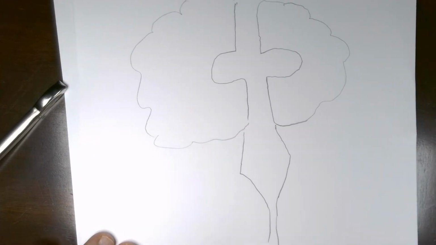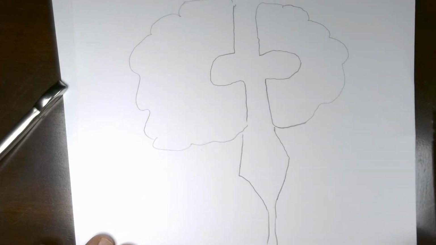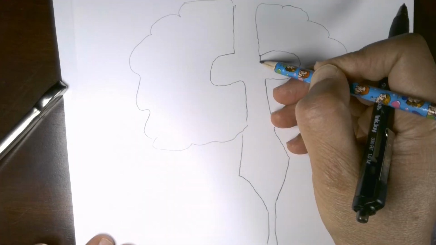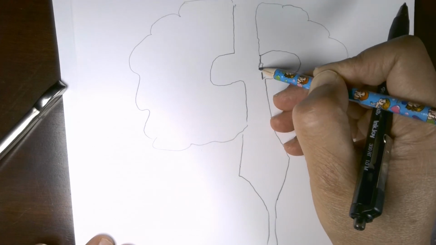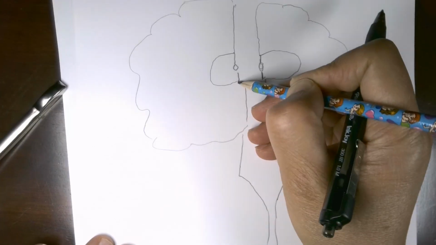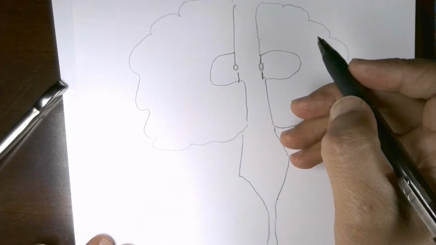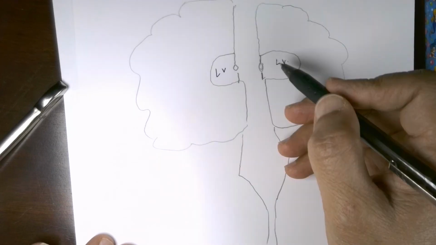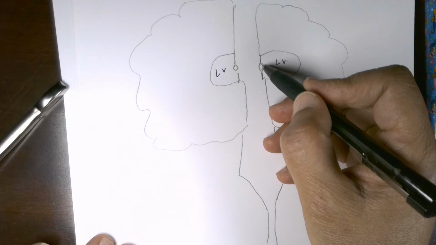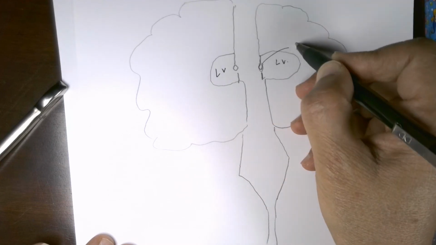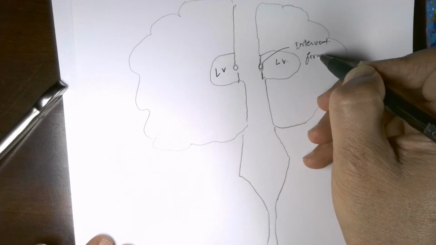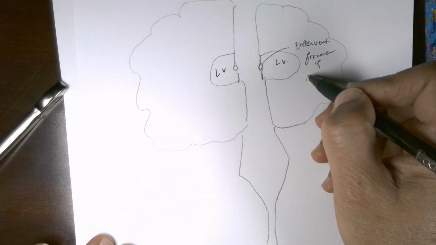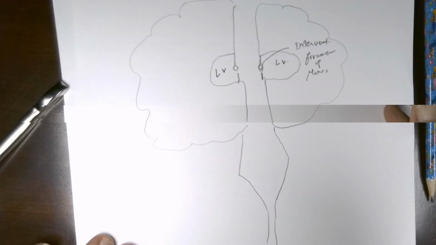So the lateral ventricle, inside it is a cavity of the cerebral hemisphere. There is a foramen here, it's called the interventricular foramen. So this is the lateral ventricle, and this is the interventricular foramen of Monro. Sometimes we name it foramen of Monro.